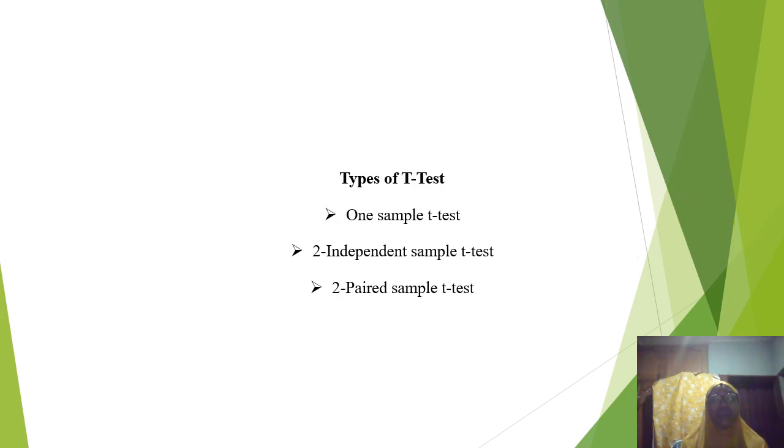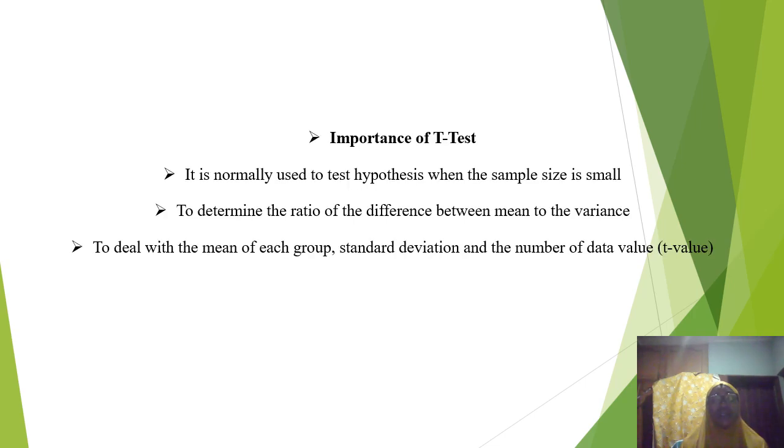Then we have three major types of t-test. We have the one sample t-test. Secondly, we have the two independent sample t-test. Then the third one is the two paired sample t-test.